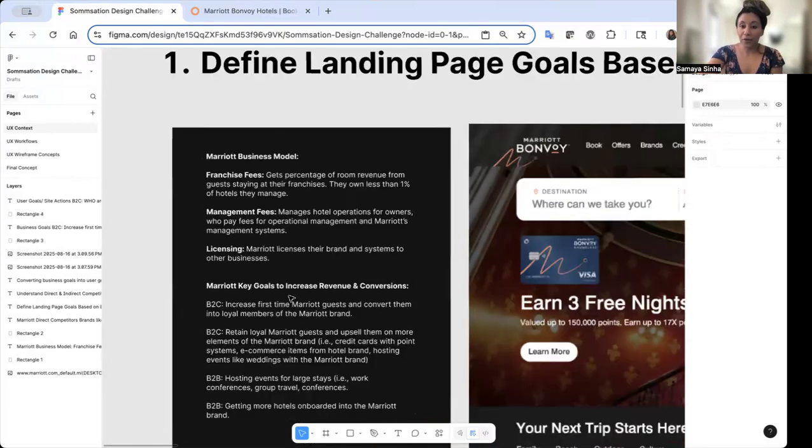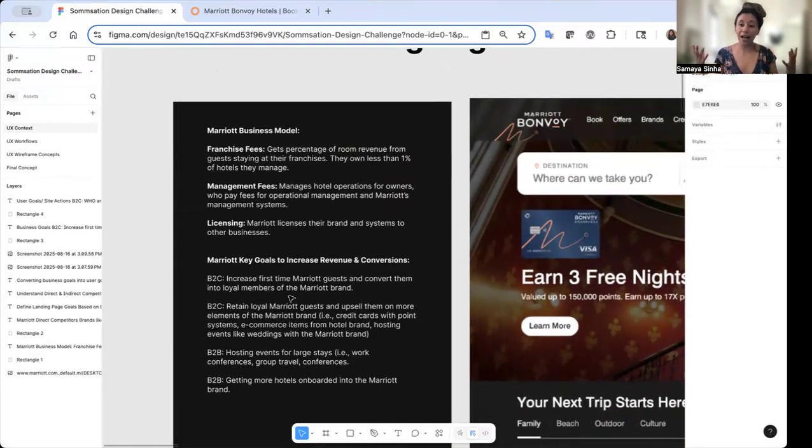What I learned about Marriott was really interesting. Marriott does not actually own hotel locations. They actually own less than 1% of the hotels that they manage. But what they do is they work with hotel owners and their main source of revenue is franchise fees. So they get a percentage of room revenue from guests staying at each of their franchises. They also collect management fees and they manage hotel operations for owners, and then those owners pay them operational management fees and for access to Marriott's management systems and processes and operations. And Marriott also licenses their brand and their systems to these hotel owners. So that is the main way that they make their money.